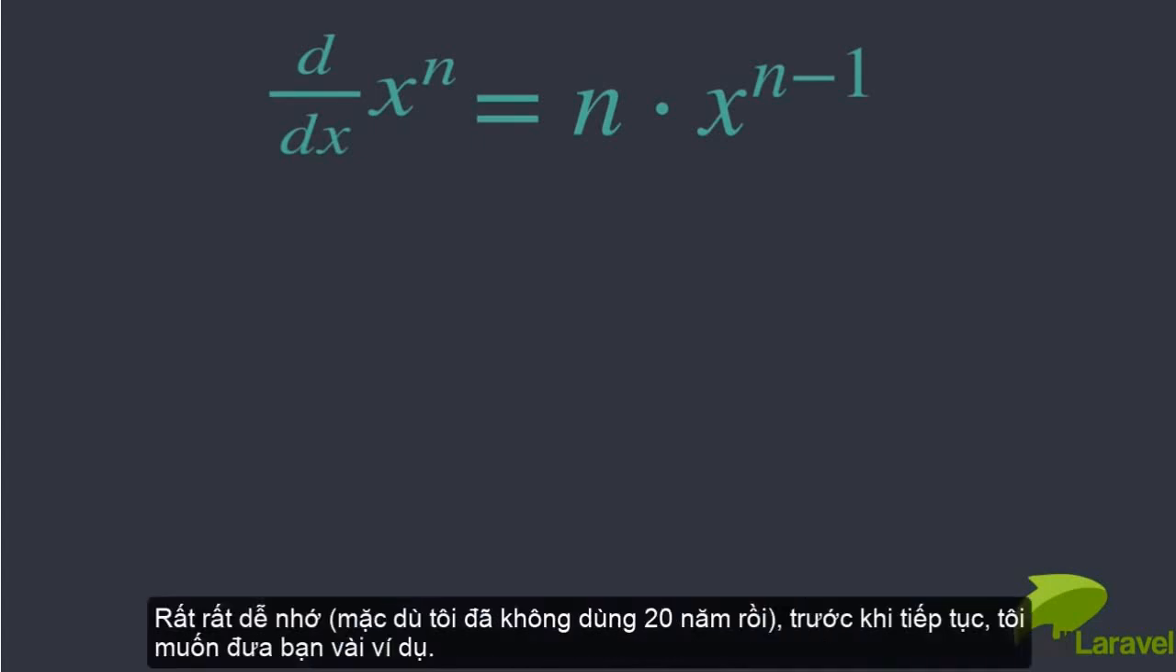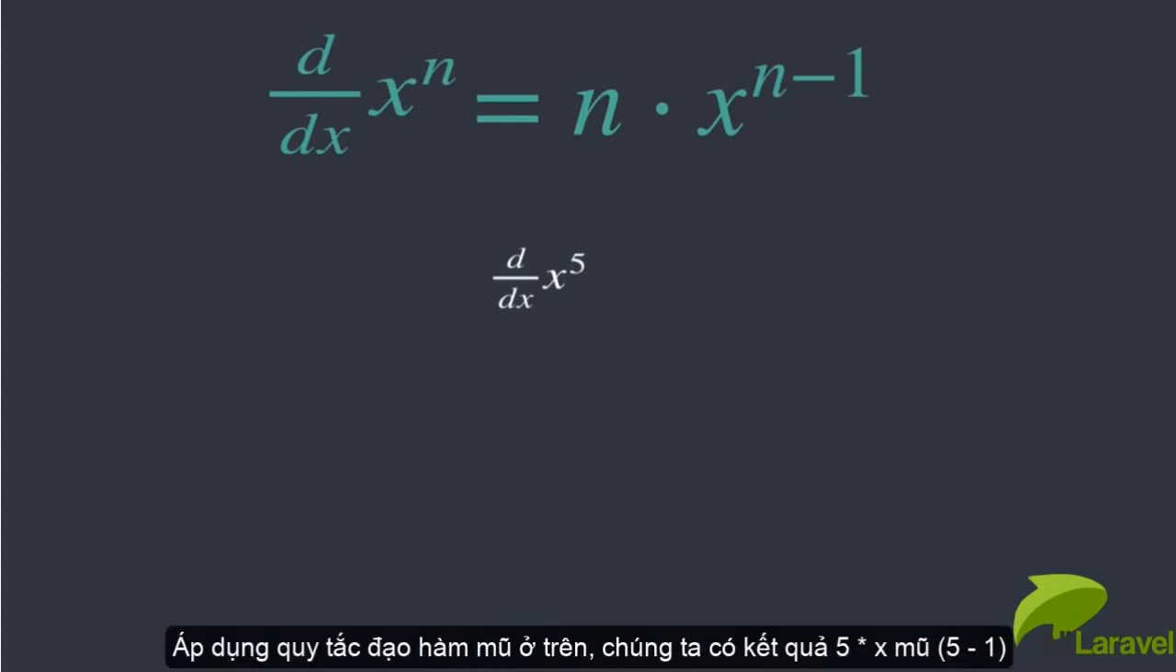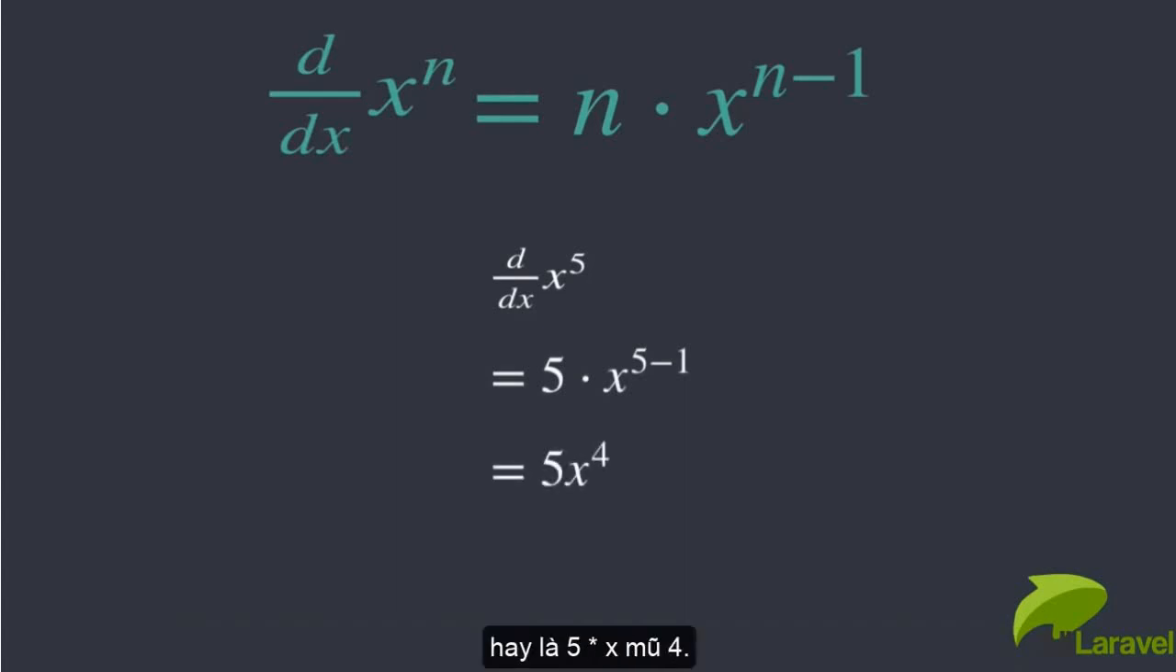Easy to remember. But before we move on, let me give you a couple of quick examples. So say we have a cost function that is x to the power of 5. And we want to calculate this cost function's derivative. If we apply the power rule, then we simply get 5 times x to the power of 5 minus 1, which is 5 times x to the power of 4. And that's all there is to it. That's the function of the derivative.